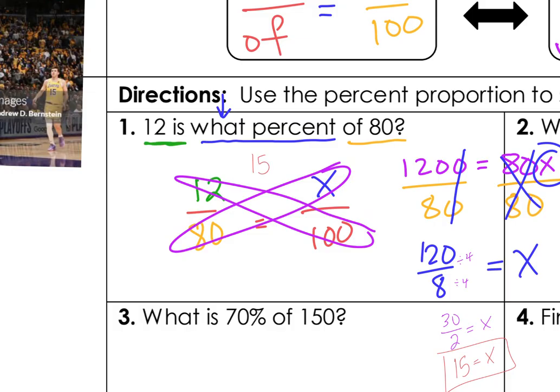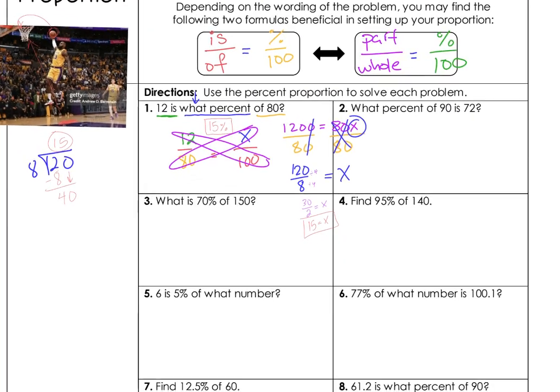Now, before you start to celebrate, yay, we're done. 15 what? And if you're like, what do you mean 15 what? Well, here's what I mean. 12 is what percent? So this is 15%. It is possible that the answer could have been like, oh, it's 15 miles. Not on this one, right? Because it's 15%.